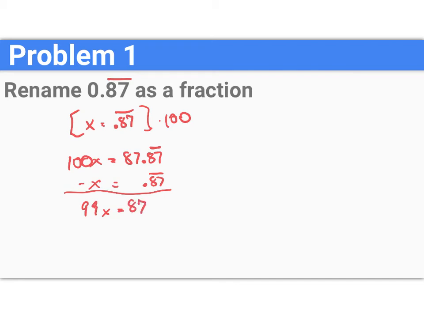And so when we divide by 99, divide by 99, x equals, let's see, we can divide 3 out of here. Remember, simplify your fractions at all costs. We get 29 over 33. And that is our fraction.